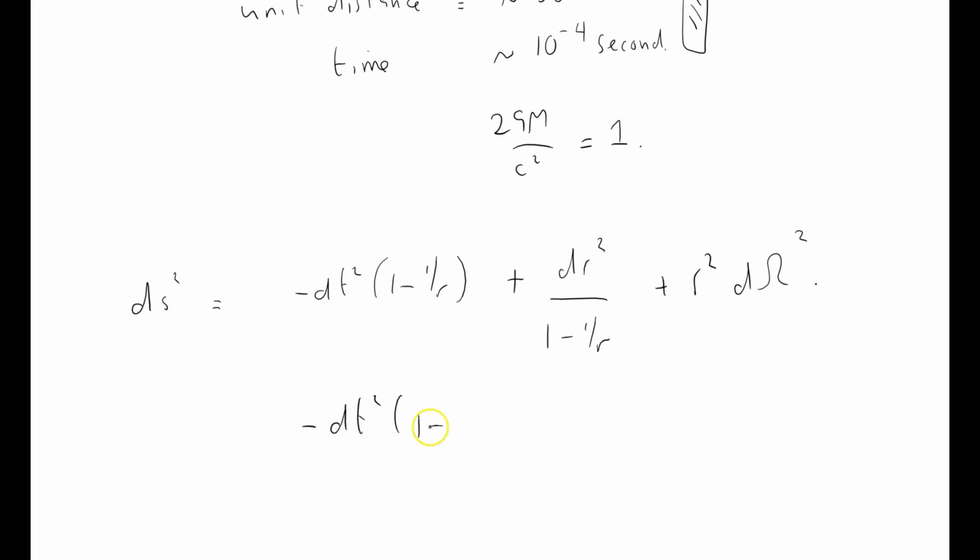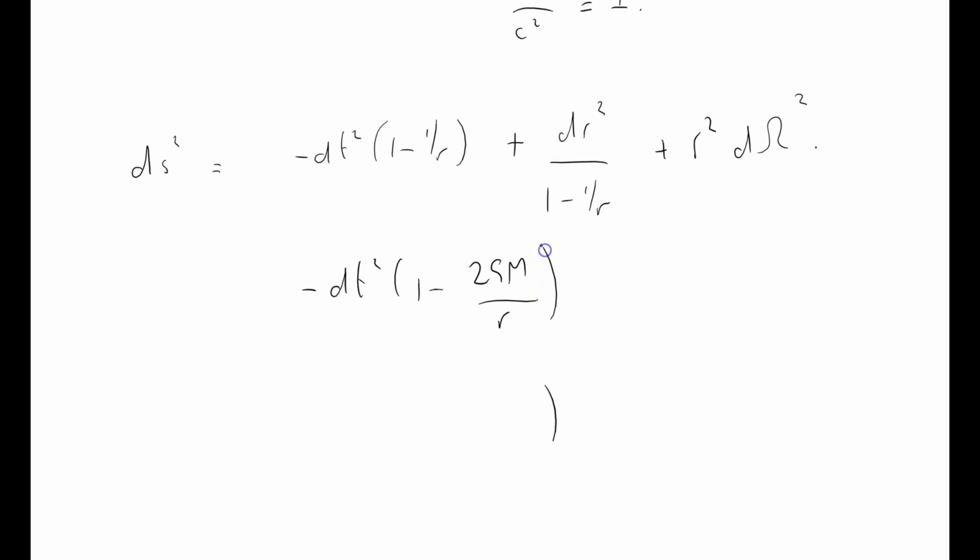dt squared times (1 minus 2GM over r). Again, this is the way you'll see it in most of the literature, actually, with big G not there. But if you're going to set G and c equal to 1, why not just set the unit that you're interested in, which is 2GM over c squared? It defeats me. Plus dr squared over 1 minus the same thing, 2M over r. This is now in geometrized units. Plus r squared d omega squared.